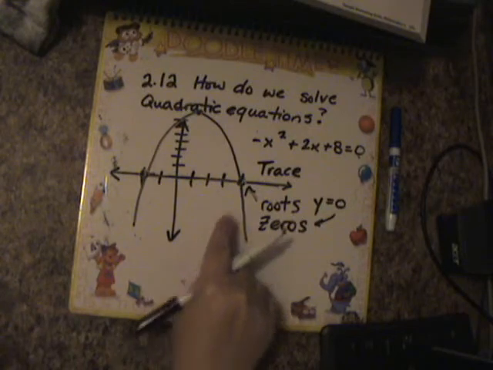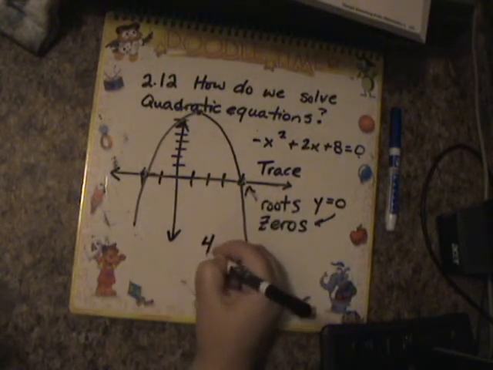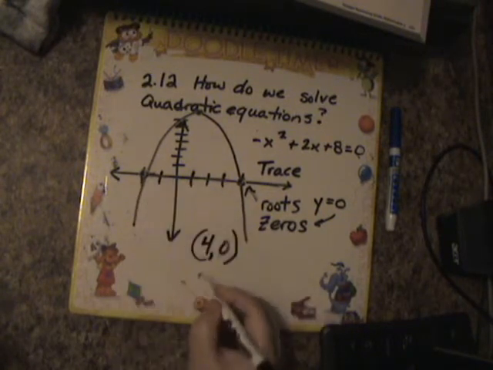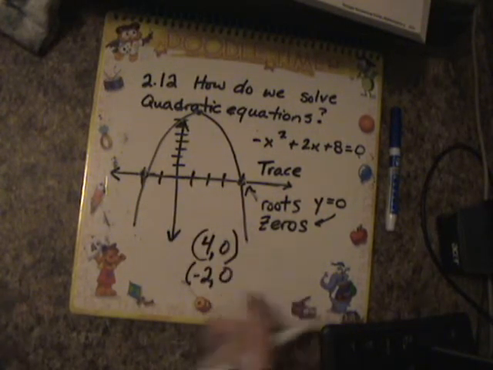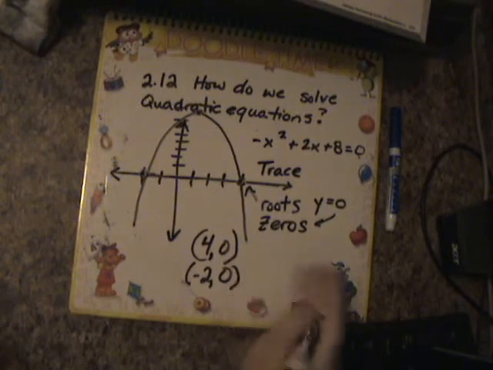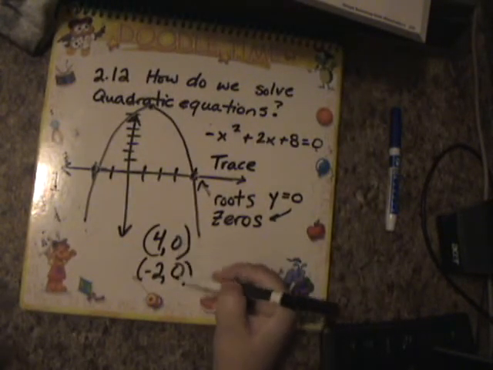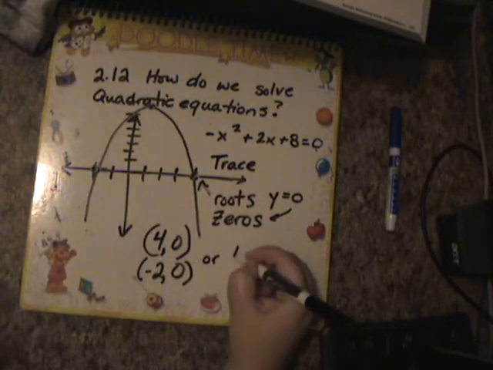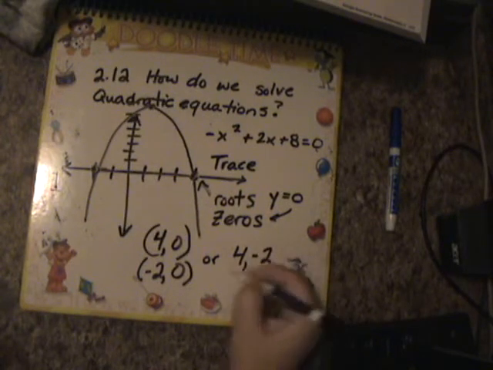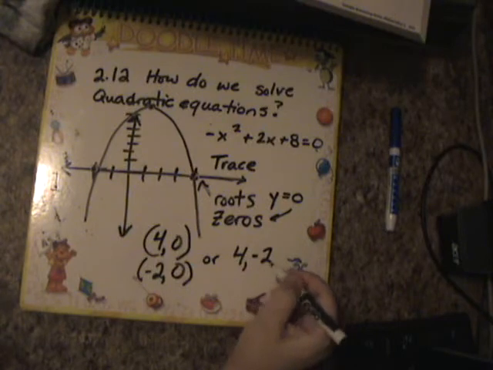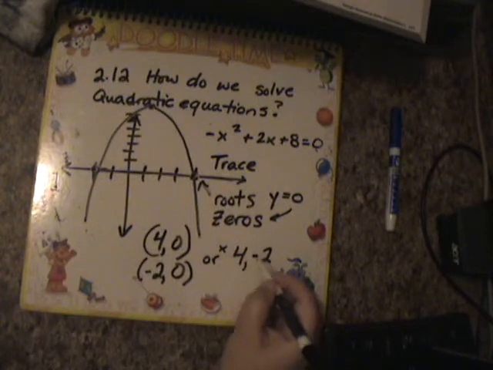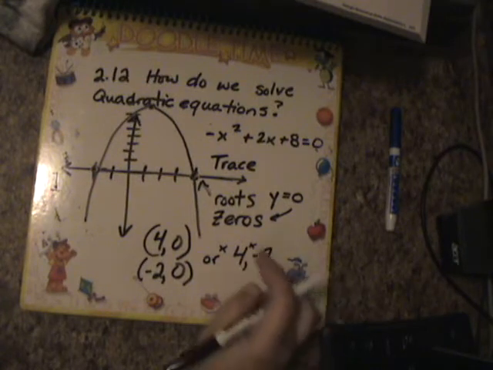So when we look here, we see that at 4, okay, we have a value. Now this is over at 4, 0. And then over here, we're at -2, 0. Okay? So usually you'll see either the points listed this way, 4, 0, and -2, 0. Or you might have just them listed where you have 4, -2. But do not put parentheses because these are not points. These are just a listing. This is where x equals 4 and x equals -2 for these two.